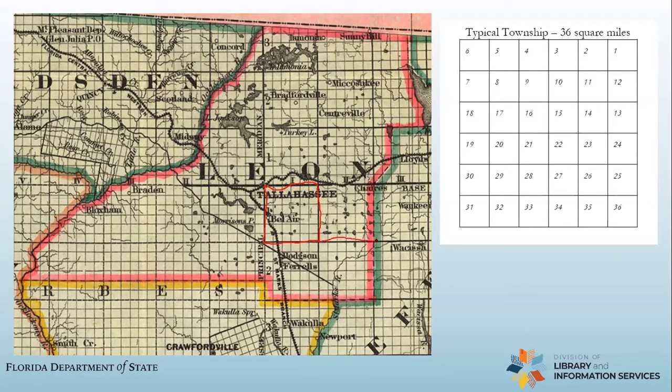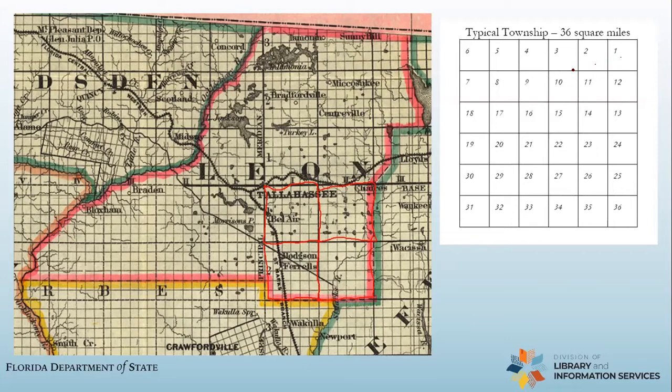Okay, and so you can see that's what the big squares are on this map. These are all 36-mile square townships. All right, and each township has within it 36 individual 1 mile square sections. And they're numbered just like this.